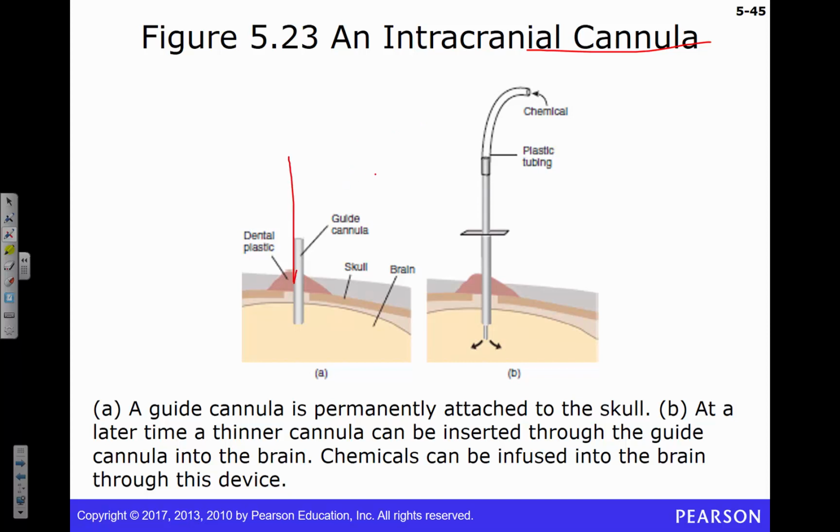Cannula, I know, Jasmine, cannula is a fancy word, isn't it? It's a tube. You squirt stuff through it. Not a big deal.